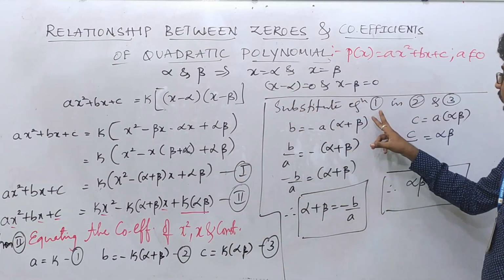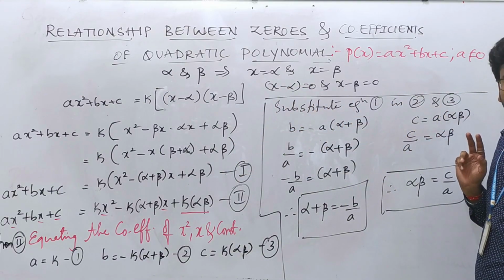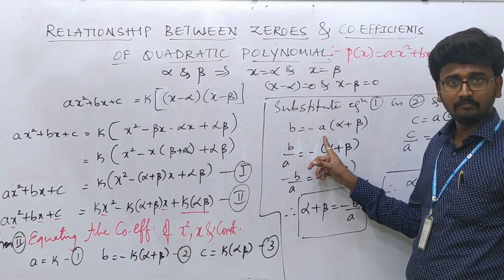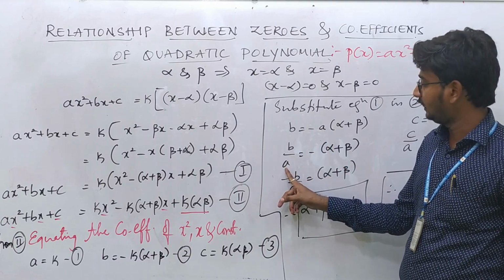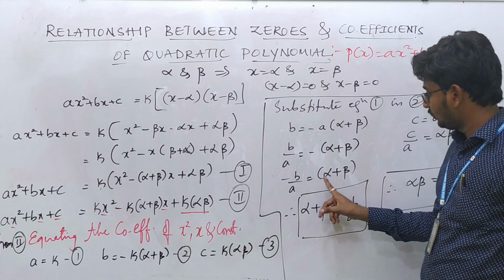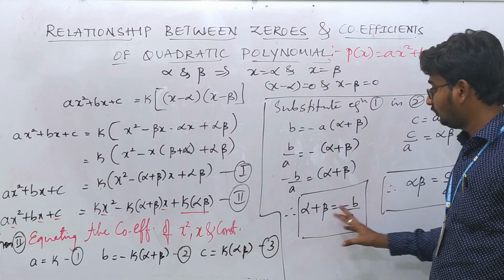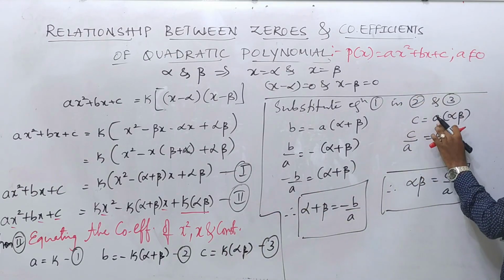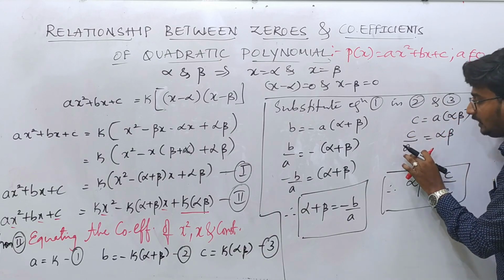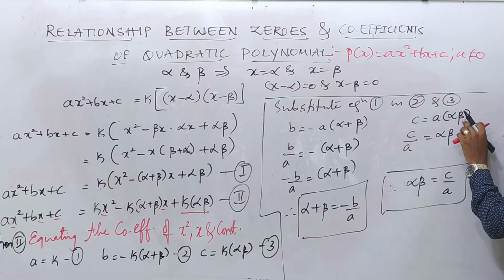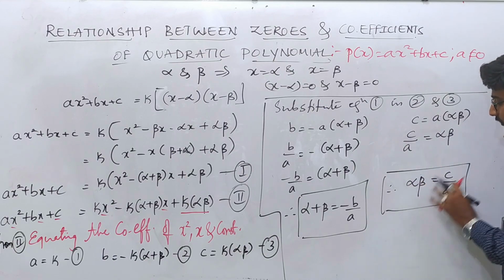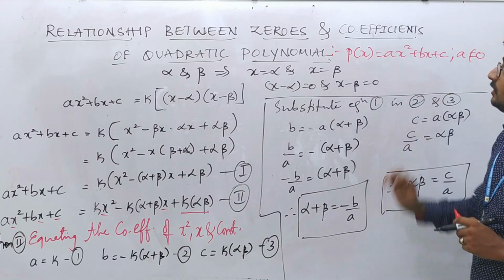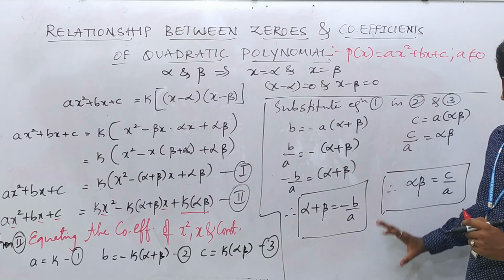So I will write, substitute equation 1 in 2 and 3. For b, as usual, in place of k I will substitute a. I take a to the denominator of LHS, shift the minus sign to LHS, so alpha plus beta will become minus b by a. So this is how we get the sum of the zeros. For the product of the zeros, again wherever there is k, I have substituted a. Then take a to the denominator, and alpha beta, the product of zeros, is equal to c by a. So this is how the relationship between zeros and coefficients of a quadratic polynomial is derived.